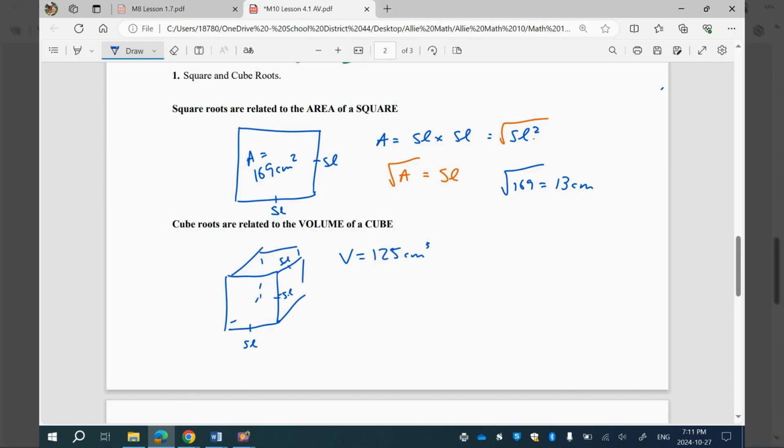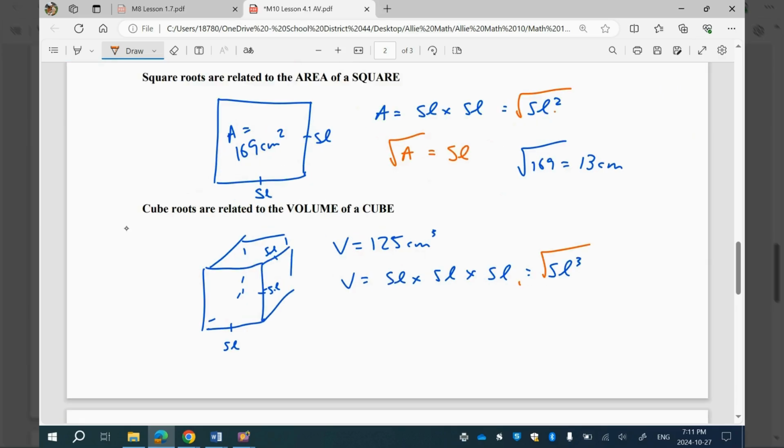We know that the volume is the side length times the side length times the side length, or side length cubed. And if we want to go back, we have the volume and we want to get to the side length, we can take the cube root of that. So we can go the cube root of that.